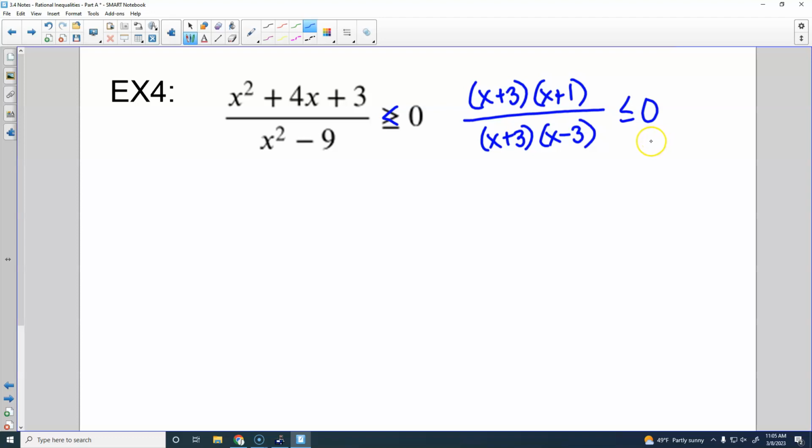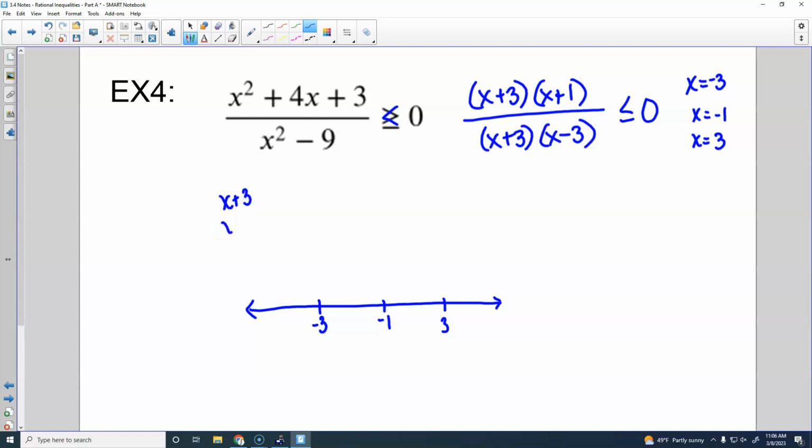All right, so we need our points to put on our number line. They're going to be x equals negative 3, x equals negative 1, and x equals positive 3. So if we use the chart on our number line, we'll have negative 3, negative 1, and positive 3. Here, we're going to have x plus 3, x plus 1, x plus 3, x minus 3, and then room for our answer there.